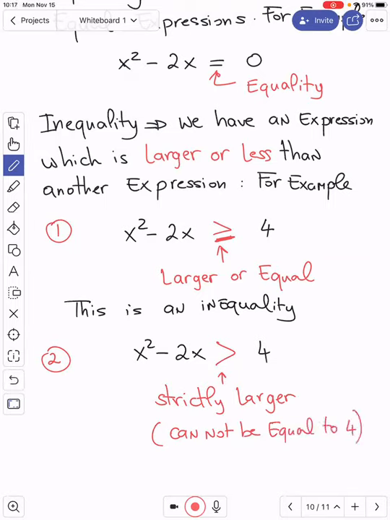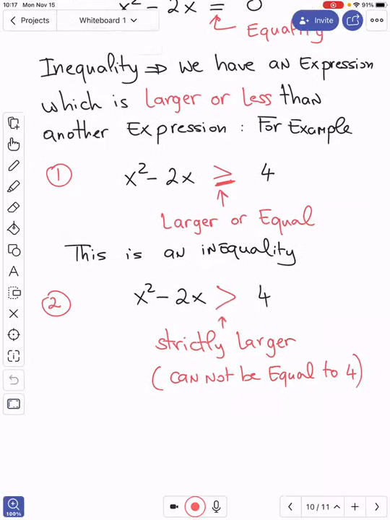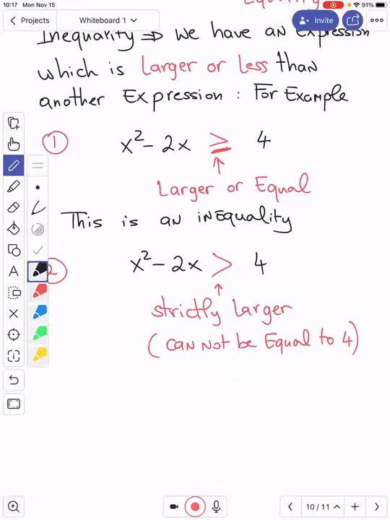So we have larger or equal, or strictly larger. This is, of course, another example of inequality, right? I mean, x squared minus 2x is not equal to 4. It's larger than 4. So this is, of course, an inequality.